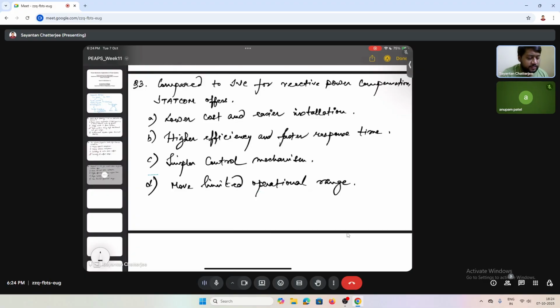Compared to SVC for reactive power compensation, STATCOM offers lower cost and easier installation, higher efficiency and faster response time, simpler control mechanism, or more limited operational range. D will be the answer, sir. Yes.